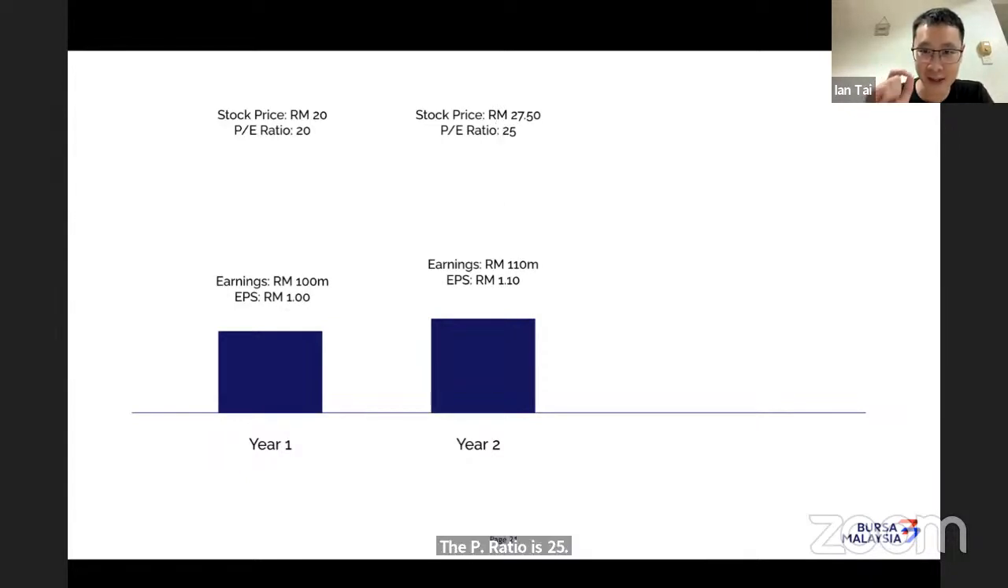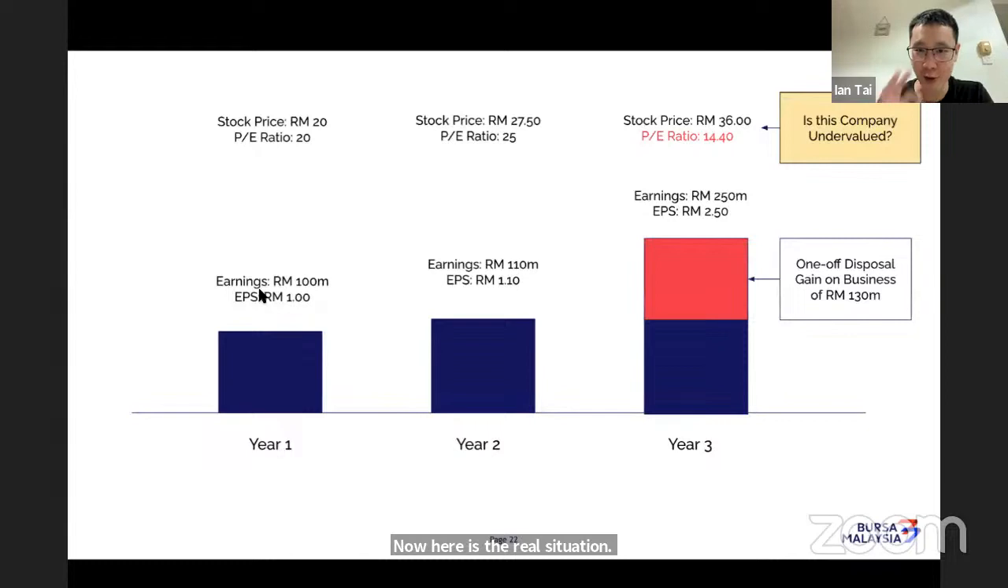Now, here is the next situation. Now, here is the real situation. Pay attention, huh? Okay. From here to here, normal. From here to here, here's the case. Now we are at year 3. At year 3, the company not only made some money from its business operation, highlighted in blue, but in addition to its profits from its business operation, it also made a one-off disposal gain on some of its business. Maybe it disposed of some subsidiaries, and as a result, it has recorded another 130 million in earnings.